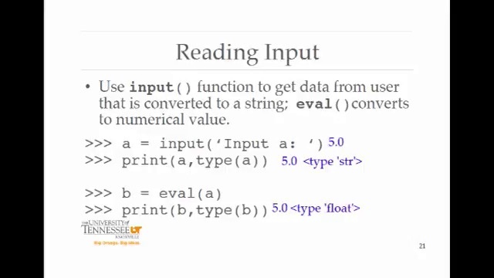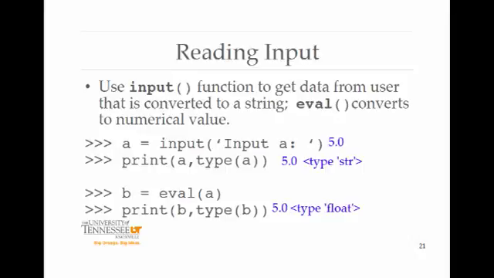We'll start off with input. It accepts a string which is used as a command prompt, to indicate what the user should do. The simple example here asks the user to input A. So it's the string "Input A: ", and the user is expected to respond with a value, and that would be stored in variable A. And then we would ask the interpreter to print what was stored in A, along with the type of the data.